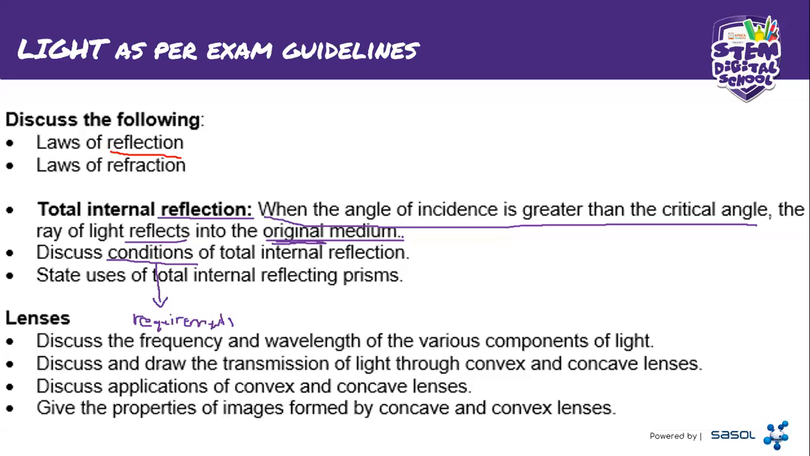Then you will just check that, oh, it is moving from a more optically dense to a less optically dense medium. The first condition is met. Then for the second condition, the learner then says, let me check, is the angle of incidence greater than the critical angle? And if you see that that is the case, you then say, most definitely, total internal reflection will take place because you would have met the two conditions for total internal reflection. I hope you understand that.